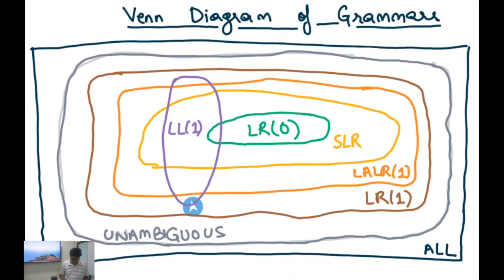However, it's not true that LL1 is more restrictive than LALR necessarily. There exist some grammars that are parsable using LL1 but are not parsable using LALR1, and similarly the other way around. There are some grammars that are parsable using LALR1 and not parsable using LL1. All right, so that's what this Venn diagram indicates.